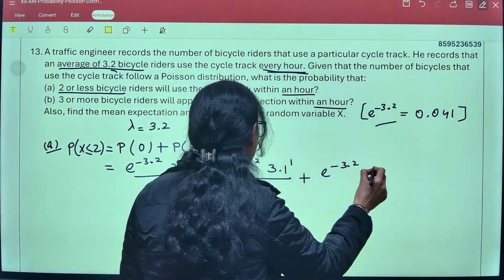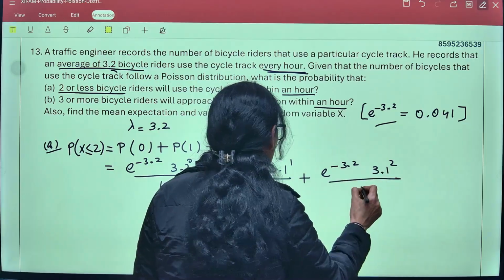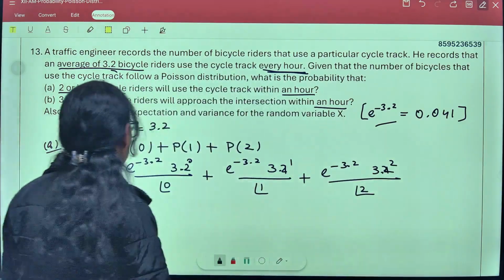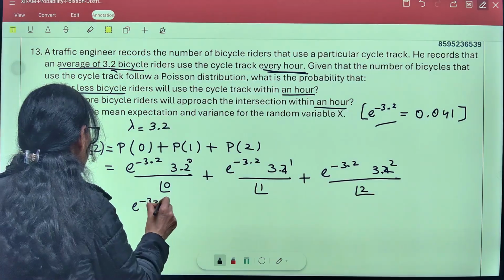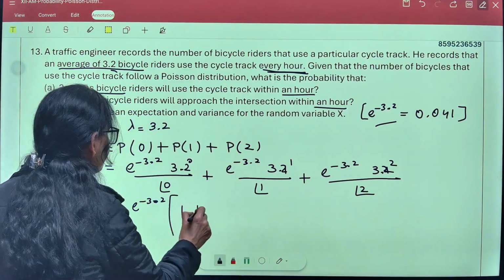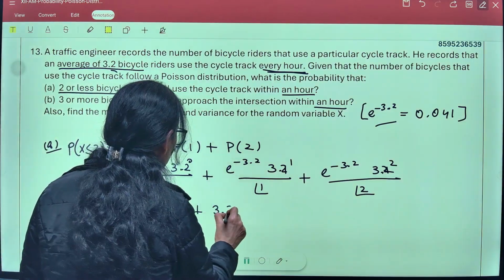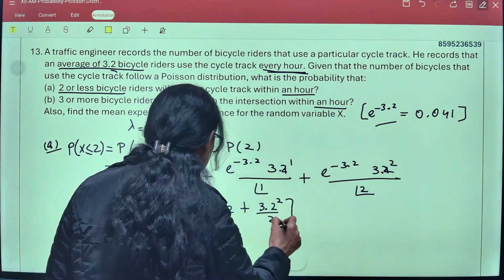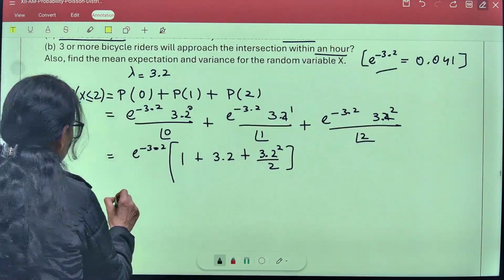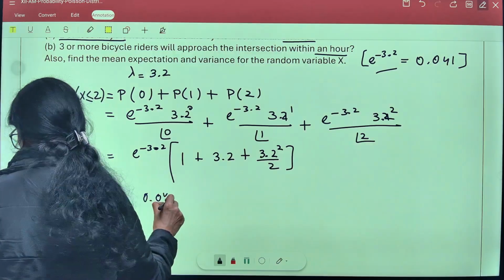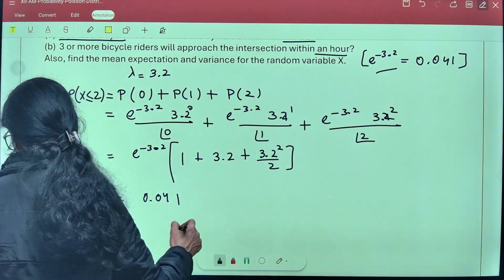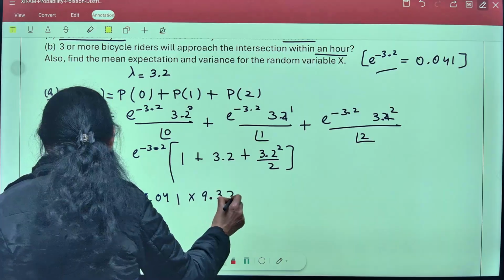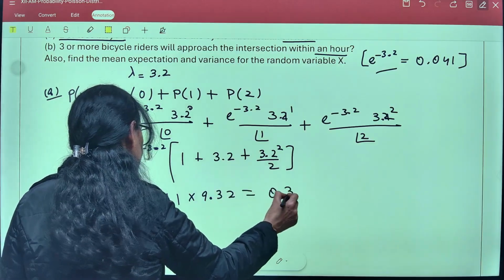Take e raised to power minus 3.2 common out, and you are left with 1 plus 3.2 plus 3.2 square upon 2. Put the value of e raised to power minus 3.2, which is 0.041, and then when you add these, it comes out to be 9.32. So the final answer is 0.382.